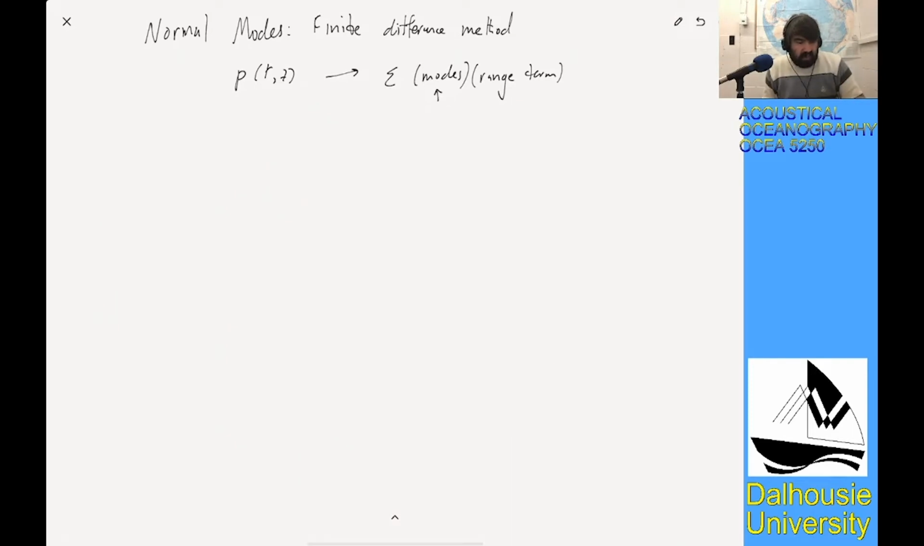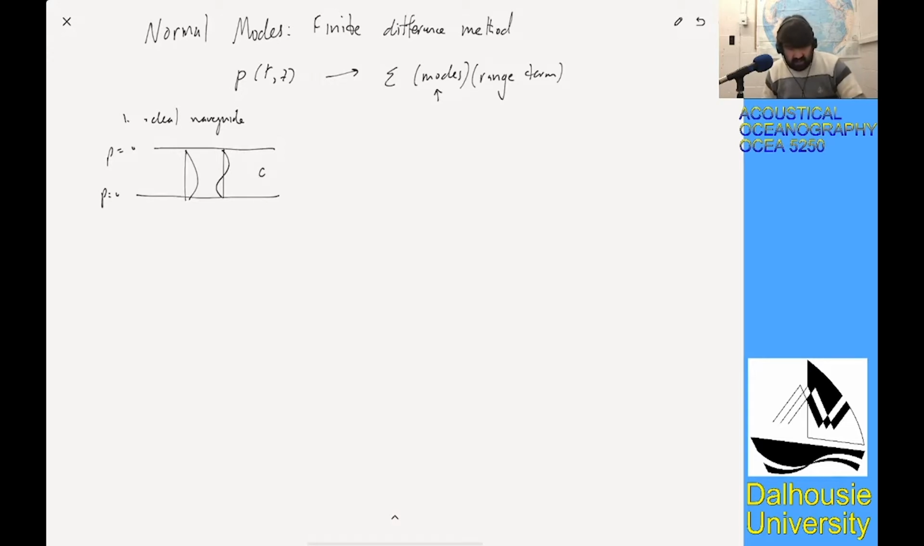Now, what have we done so far? Well, we started with the ideal waveguide, and that was simply where we had p equals 0 at the surface, p equals 0 at the bottom, and we just had these very easy to fit mode shapes in there. And we said that it was isovelocity, isospeed, same sound speed everywhere in our waveguide.